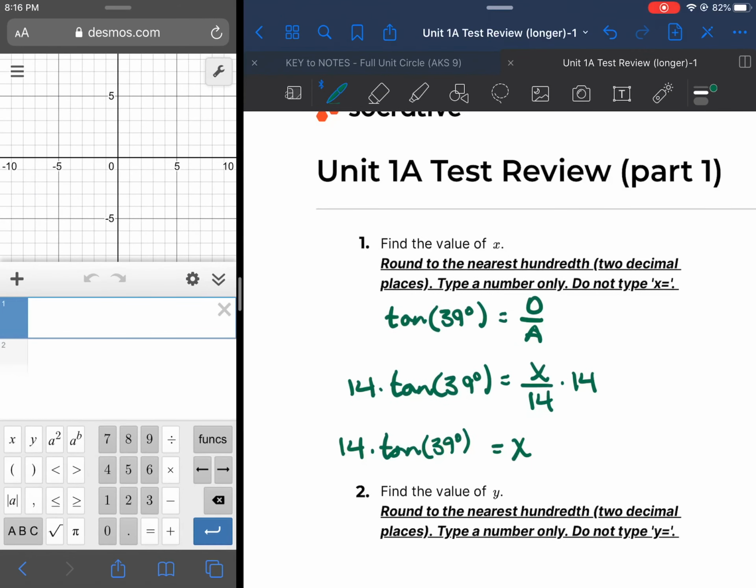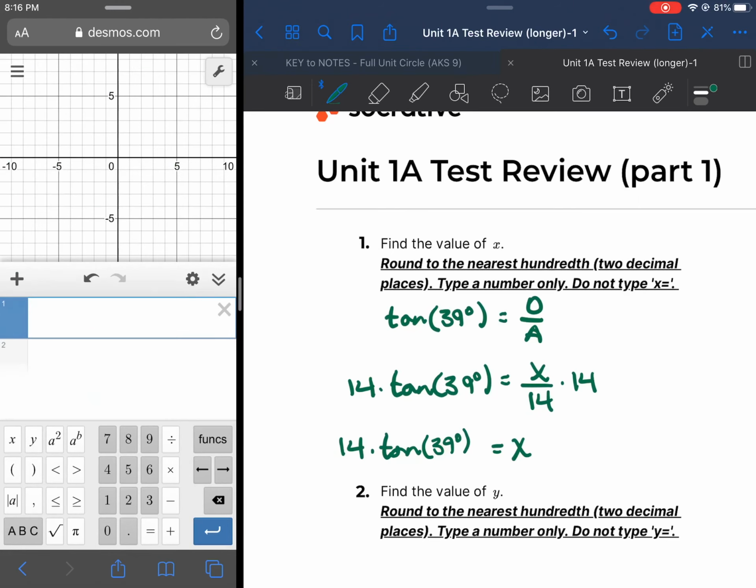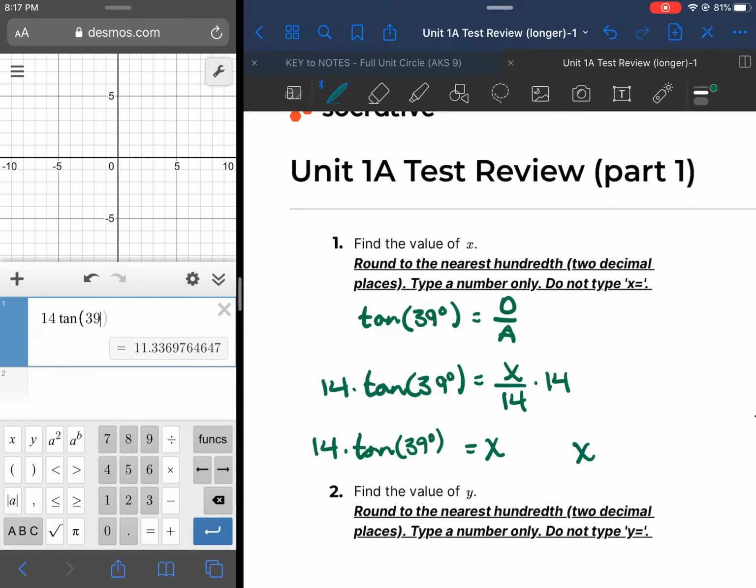And again, let's make sure that our calculator is set to degrees. Right now I'm set in radians, so I set it to degrees real quick. And then we're just going to type in 14 tangent of 39 degrees, and that gives us 11.34 after we round to the nearest hundredth, which is 2 decimal places. So we would say that x equals 11.34.